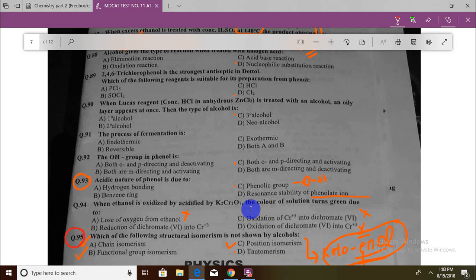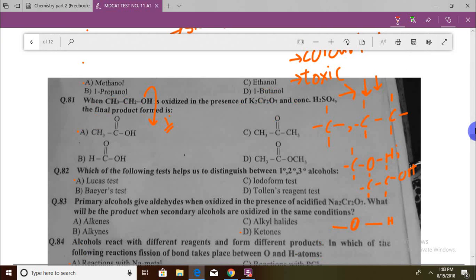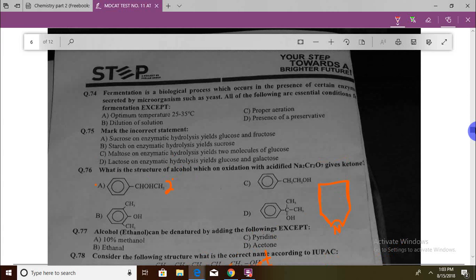The actual fermentation process is the one that is catalyzed by zymase, the conversion process that results in CO2 formation. And there were these two questions I missed out initially. Ethanol is prepared on the industrial scale by fermentation, a biochemical process. Optimal temperature is 25 to 35, so the first one is correct. And proper aeration is needed. C is correct.